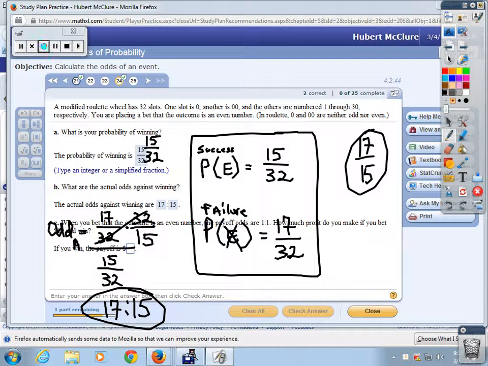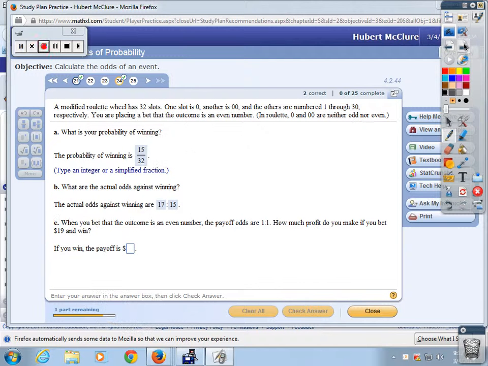Now, this question right here, you might as well ignore it. When you bet that the outcome is even number, the payoff is 1 to 1. How much profit? Now, I've got a problem with the way they word profit on this question. I don't like the way they use the word profit because we'll see in a minute why. Do you make, if you bet $19 and win? Well, you win $19. 1 to 1, you get the same answer. So nobody should miss C. Nobody.